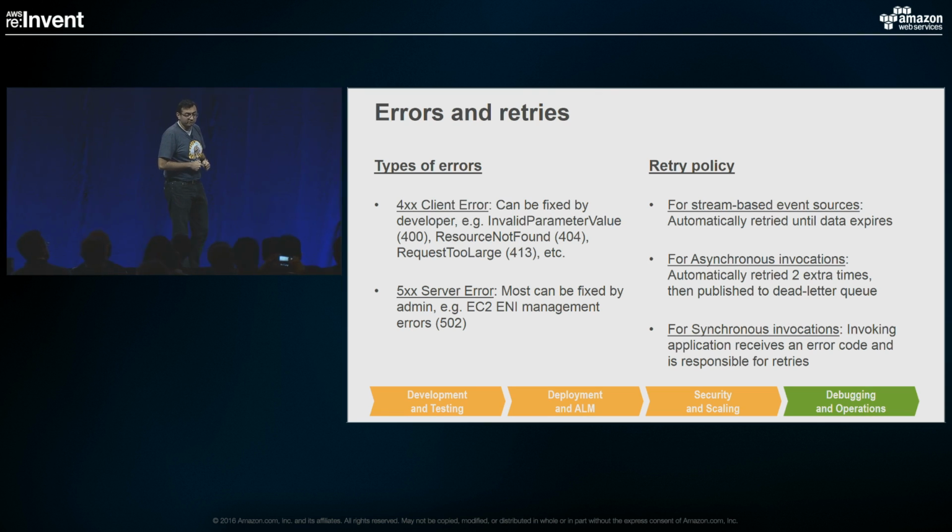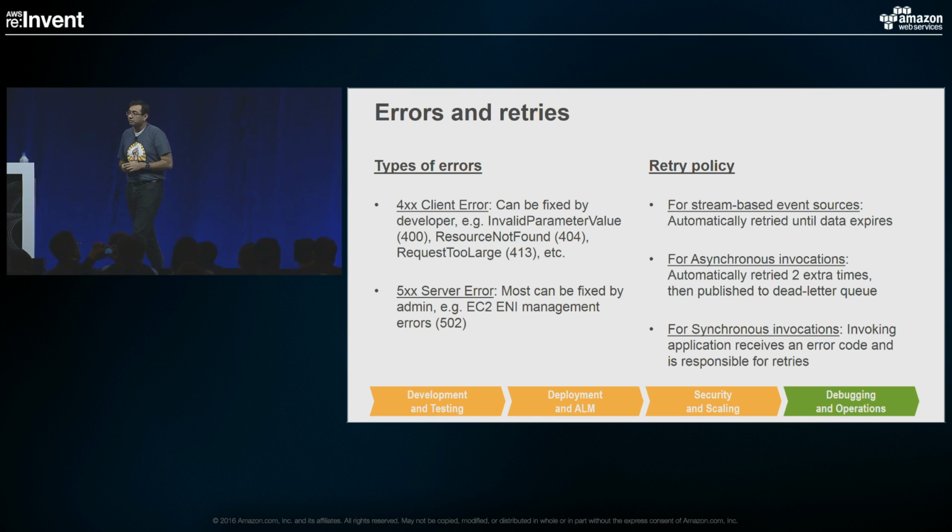Or you could get a 5xx error, which could be fixed by your admin, but in some cases you might need to reach out to AWS support for that. But most of these errors are around EC2 ENI management when you are running inside the VPC mode.